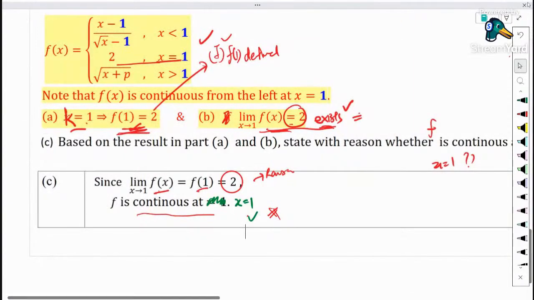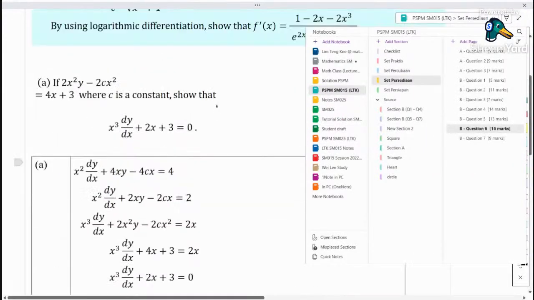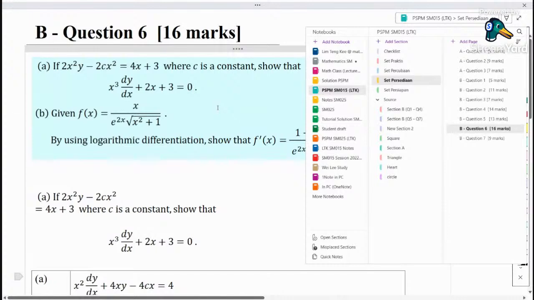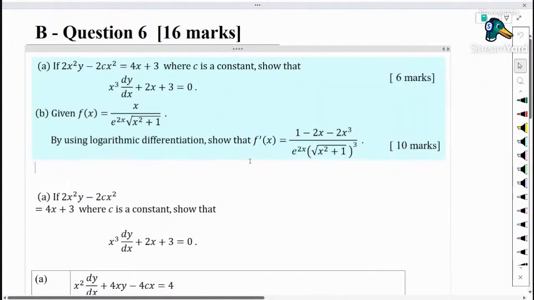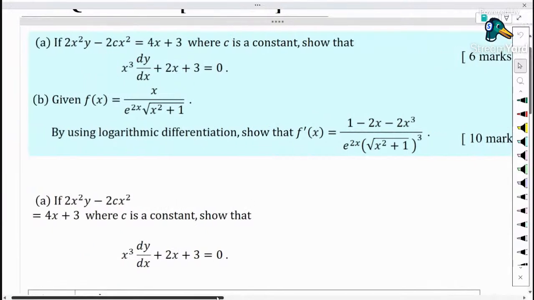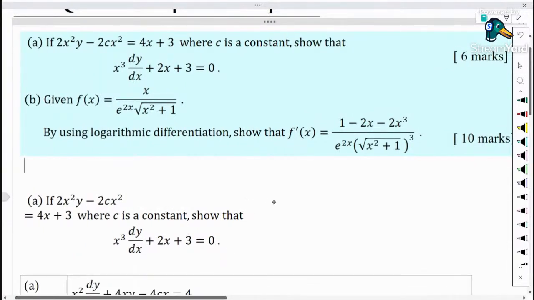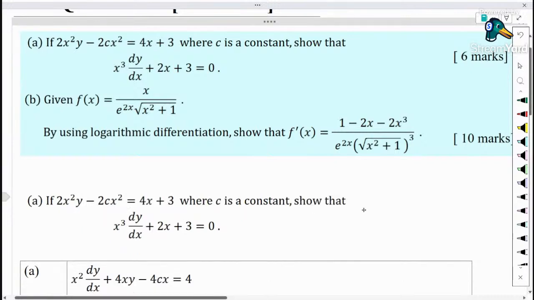Then we go on further for the next questions. Question number 6, the second last question here. Let's see how we have the solution here. This answer here is not being hidden. So we just go through the solutions on how to solve these questions now.